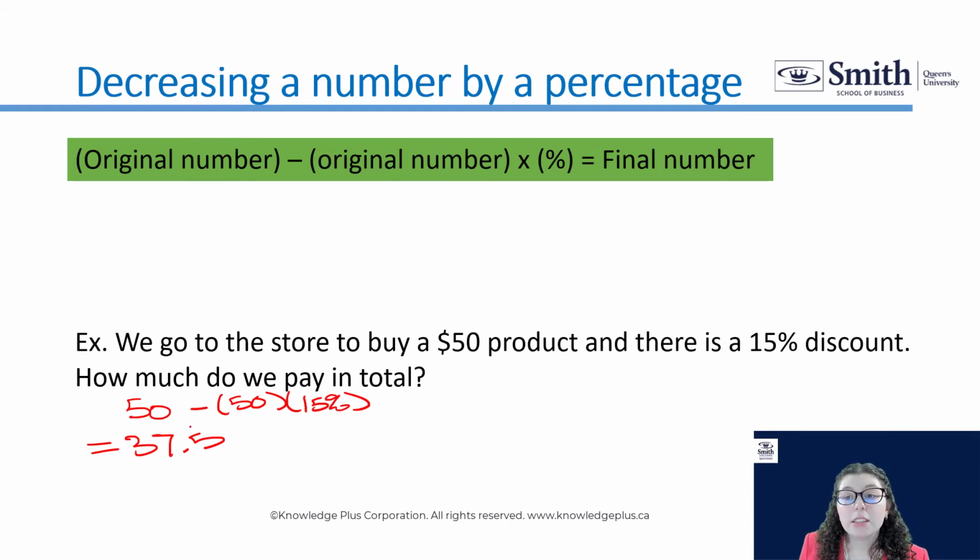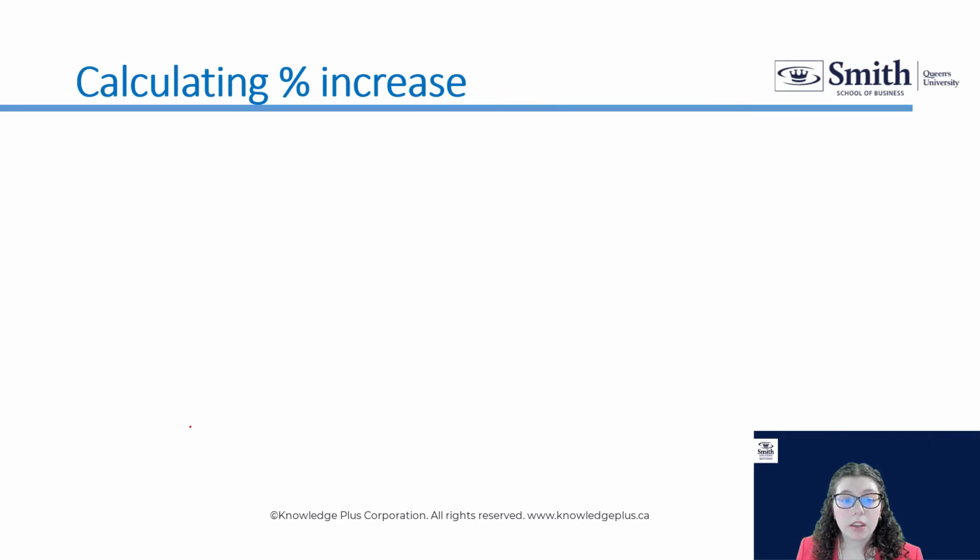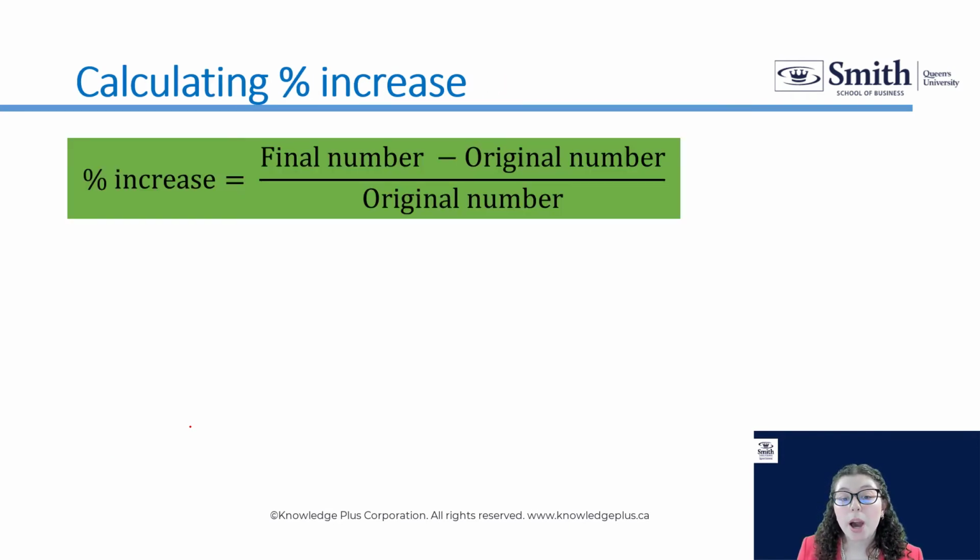Now that we have this base, let's look at calculating percentage increases. To calculate the percentage increase, we would take the final number minus the original number and divide it by the original number. We want to find the difference between the final number and the original number as a percentage of the original number. Let's look at a quick example.